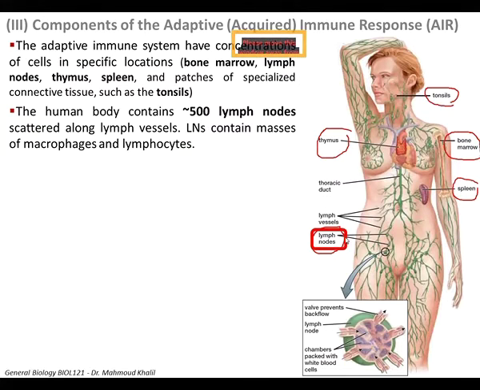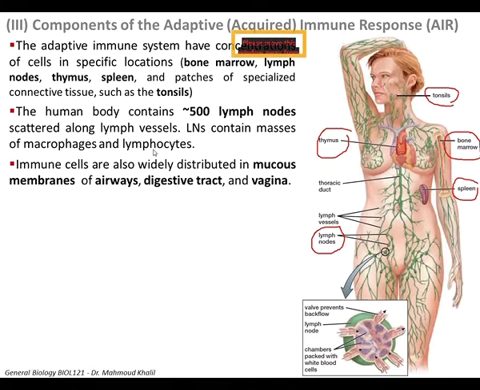The human body contains around 500 different lymph nodes. These lymph nodes are scattered all over the lymph vessels, and they contain masses of two types of cells, macrophages and lymphocytes. The immune cells are also widely distributed in the mucous membranes of airways, digestive tracts, and vagina. You can see here the structure of one lymph node, which consists of chambers packed with white blood cells, mainly macrophages and lymphocytes.